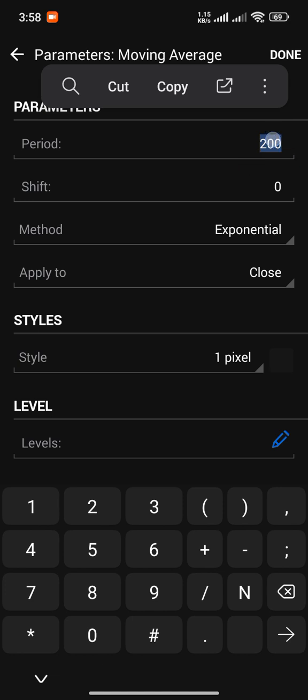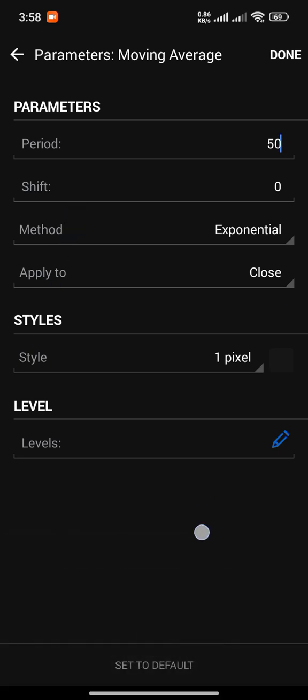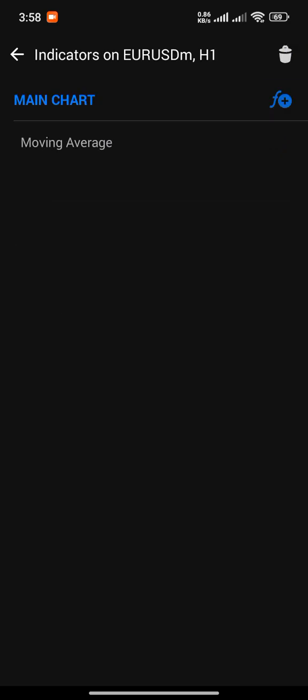Okay, so here I will be using this particular moving average. So let's just apply 50, which is our slow moving average. I will change the color.